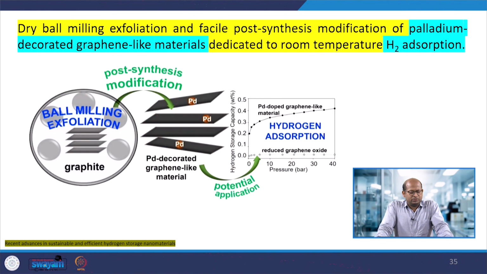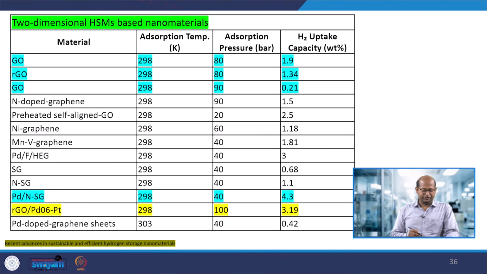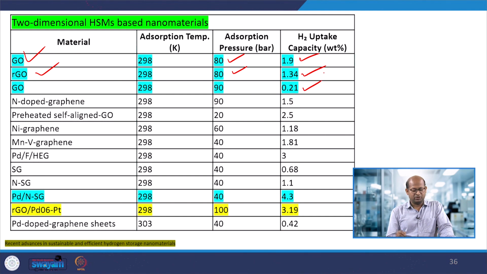Okay, so here also palladium decorated graphites or graphenes were used. Here, palladium decorated graphenes, you can see, can store a much higher amount of hydrogen as compared to the reduced graphene oxides. So here are two dimensional materials, graphene oxides, reduced graphene oxides. At different temperatures and pressures you can see they can store different amounts of hydrogen.